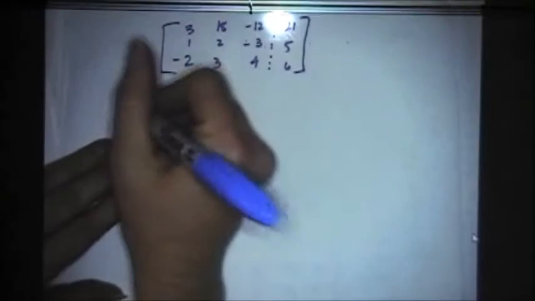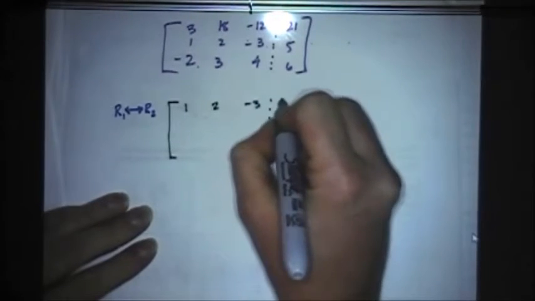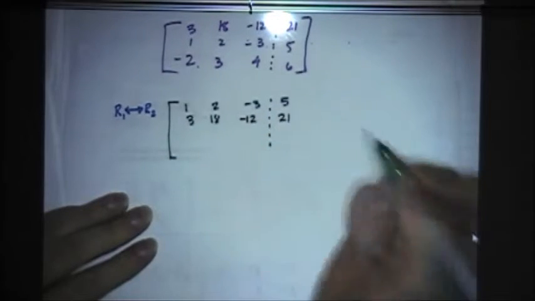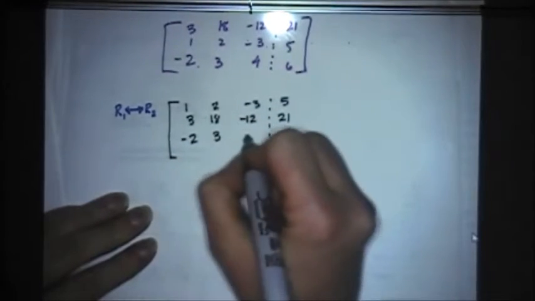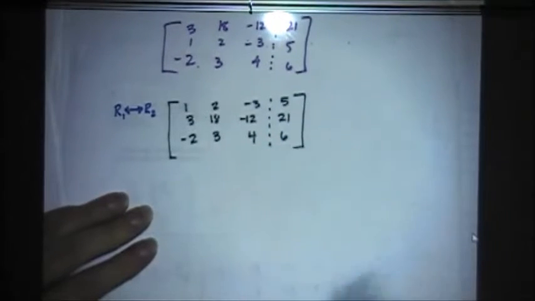And I am going to indicate what row operation I would like to happen. So I have row 1 with this 2-sided arrow, row 2. And that indicates that I want to exchange row 1 and row 2. So my new matrix will just look like this. 1, 2, -3, 5, 3, 18, -12, 21, -2, 3, 4, and 6. So I just exchanged row 1 and row 2. So that's one of my row operations that I can perform.